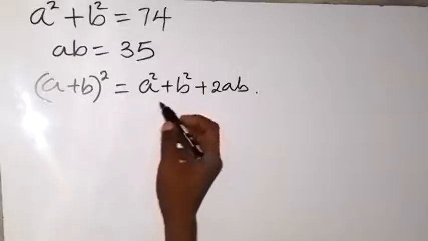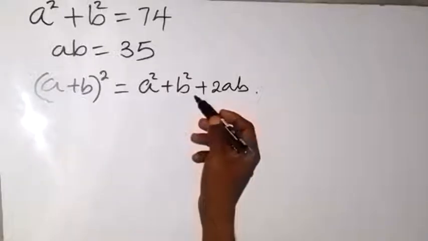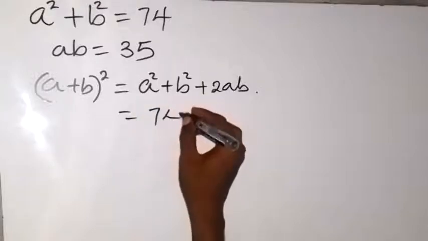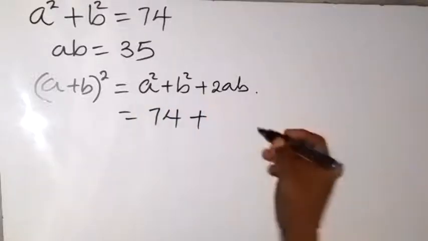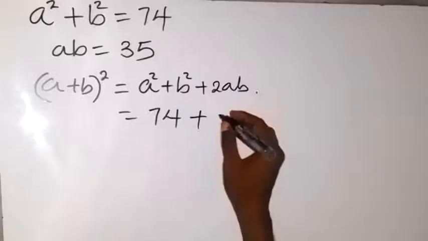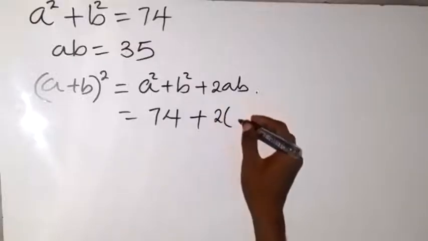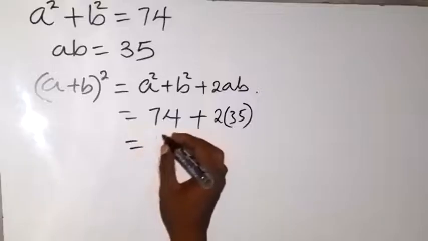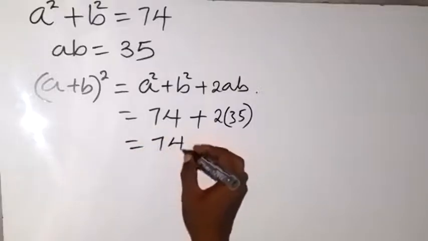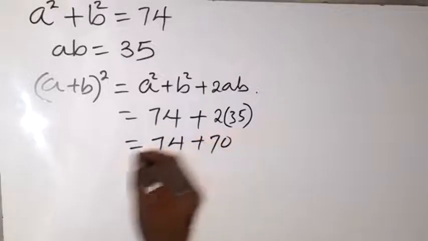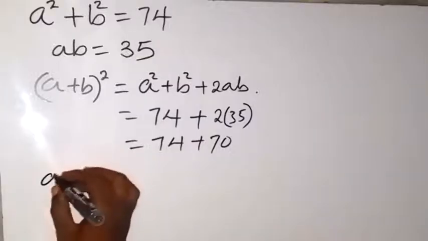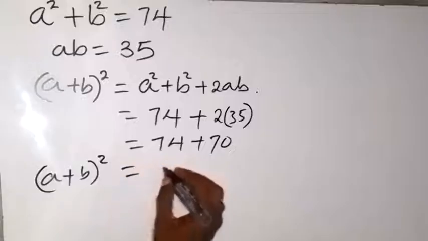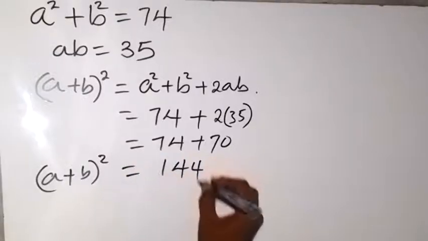Since we know the value of a squared plus b squared to be 74, we can replace this with 74. Then plus, we know the value of ab to be 35, so we multiply by 2, that's 2 times 35. So this will give us 74 plus 70. So that means our (a + b) all squared is equal to 144.